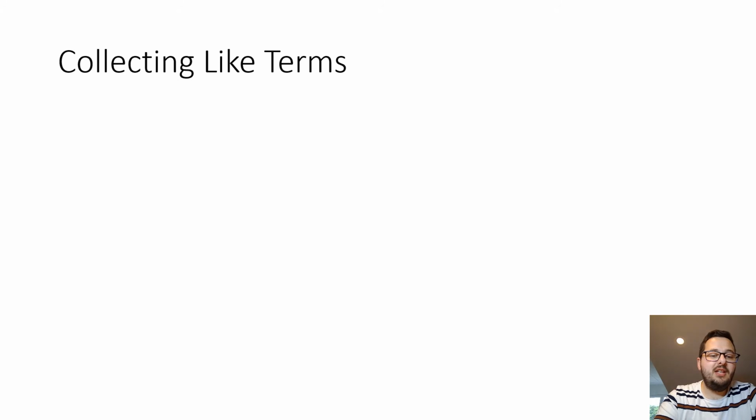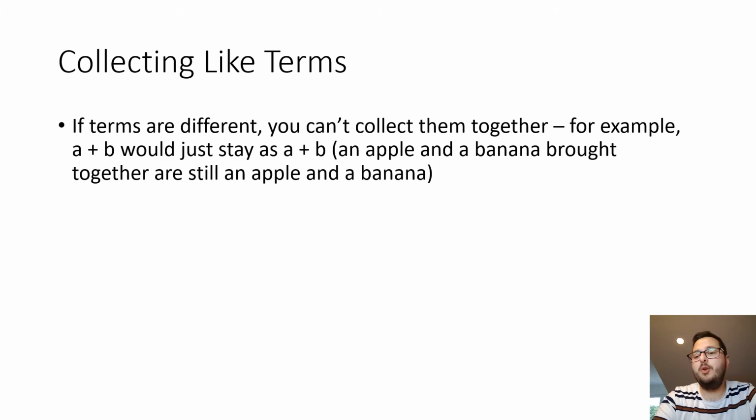So now let's continue thinking about this, but looking at terms when there are different things in the same expression. So if terms are different, you can't collect them together. So back to the apple and banana idea. If you had A plus B, an apple and a banana, you bring them together, well, you've still got an apple and a banana, haven't you? So you can't bring them together to say 2 apple bananas or whatever like that. When you're just adding or taking away, you can't mix things up. So things that are different have to stay different.